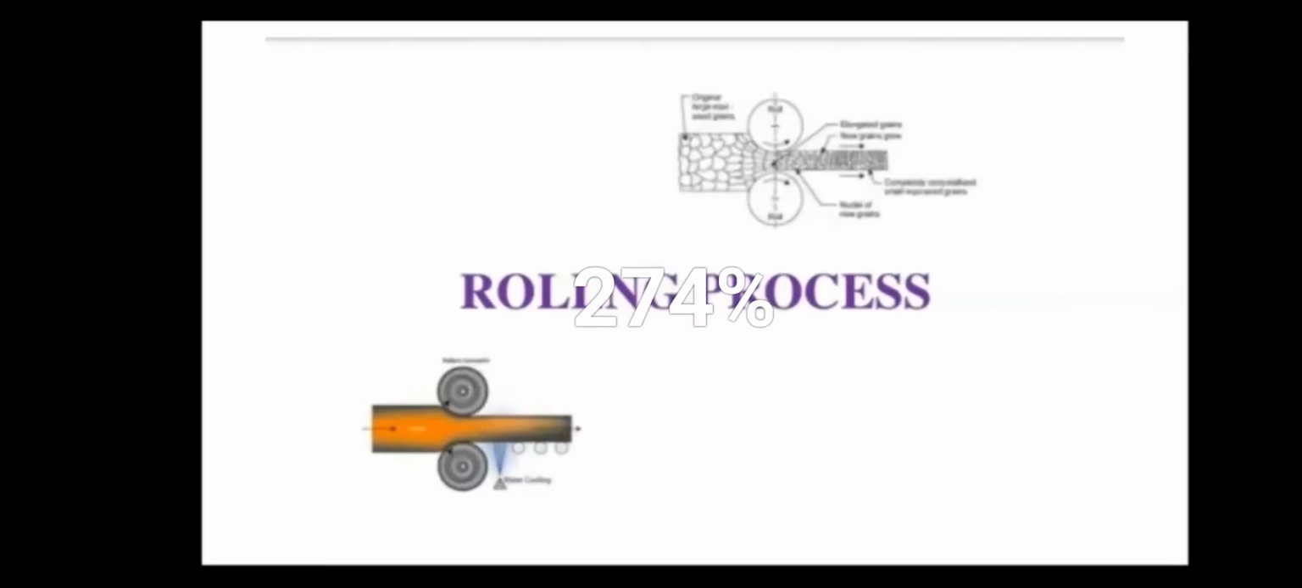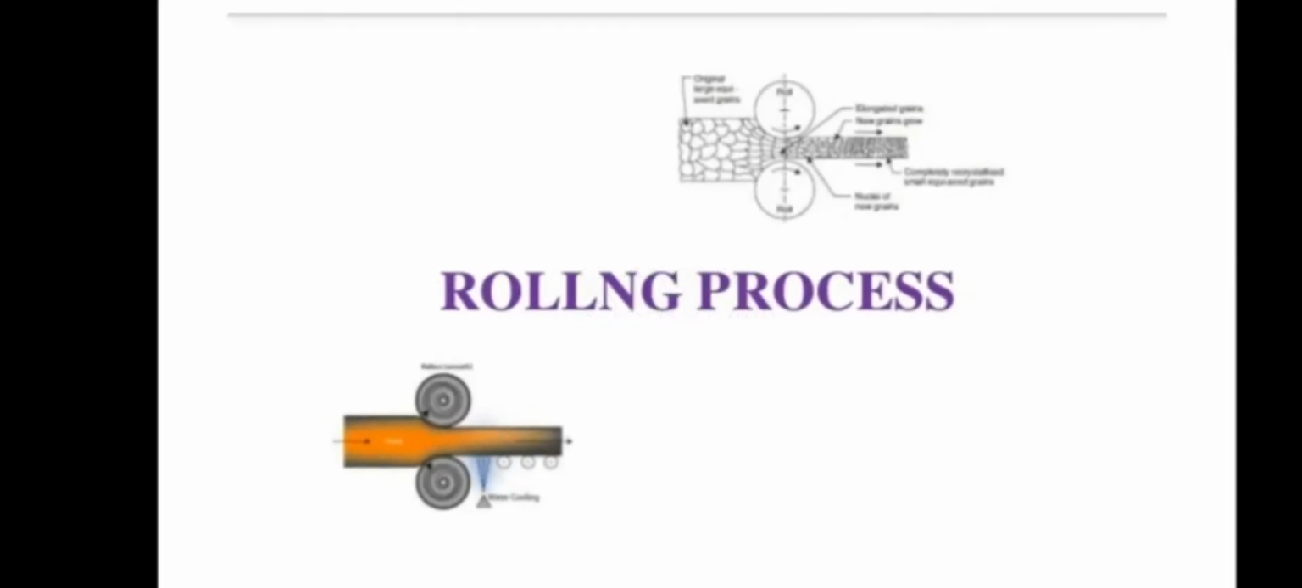Next process is rolling. So you see, rolling is a plastic deformation process or metal forming process. In rolling, the metal of larger size is passed in between the rollers, having a gap. So the metal will be squeezed into the smaller size. The size obtained after compression will be equal to the gap between the rollers. Okay. So rolling involves compression.